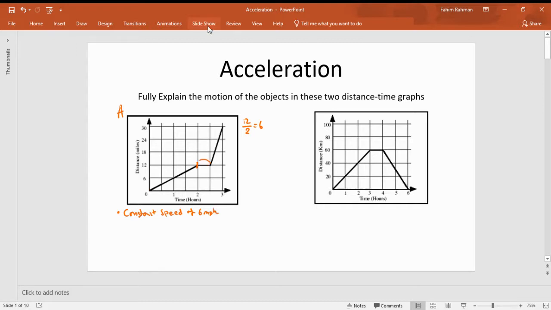Then if we have a look at this central part here, we've got no gradient. And if you can remember, when it's flat on a distance time graph, it means the object is stationary. And we can see that it's stationary from 2 hours to halfway between 2 and 3. So it's stationary for 30 minutes or half an hour.